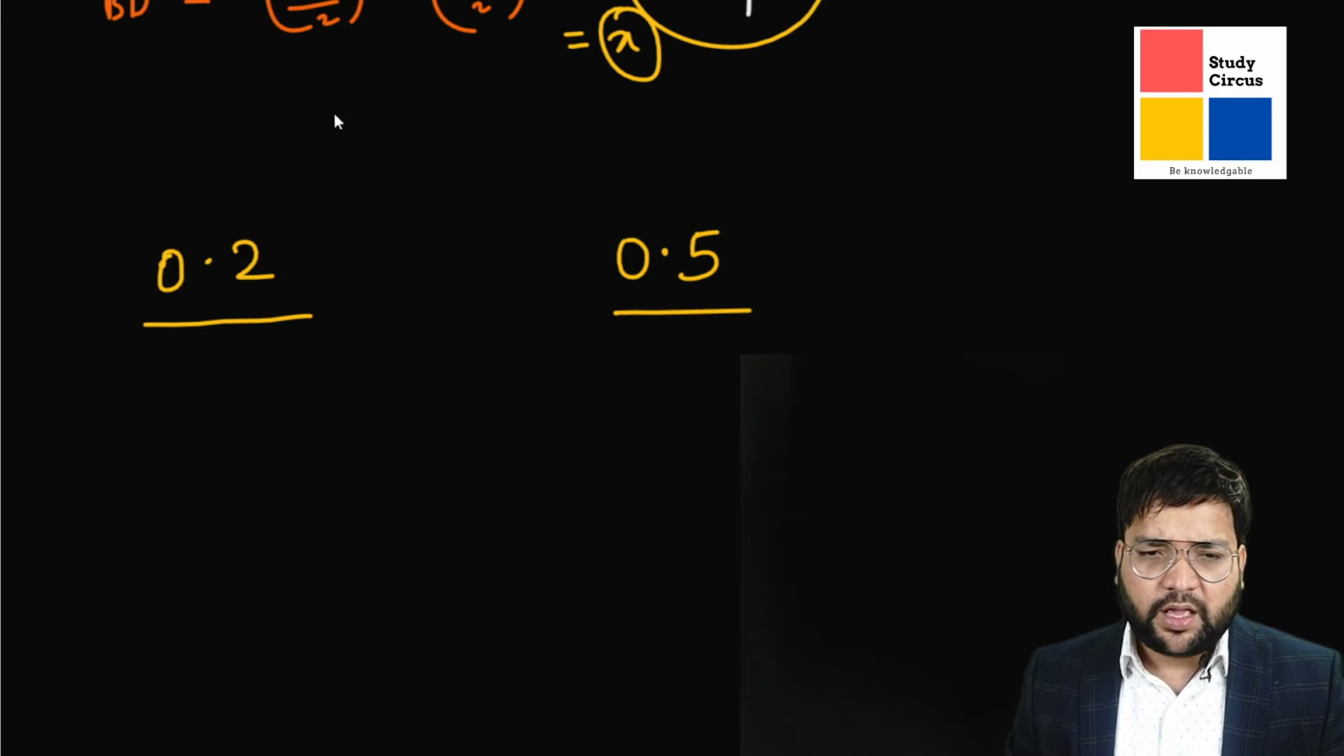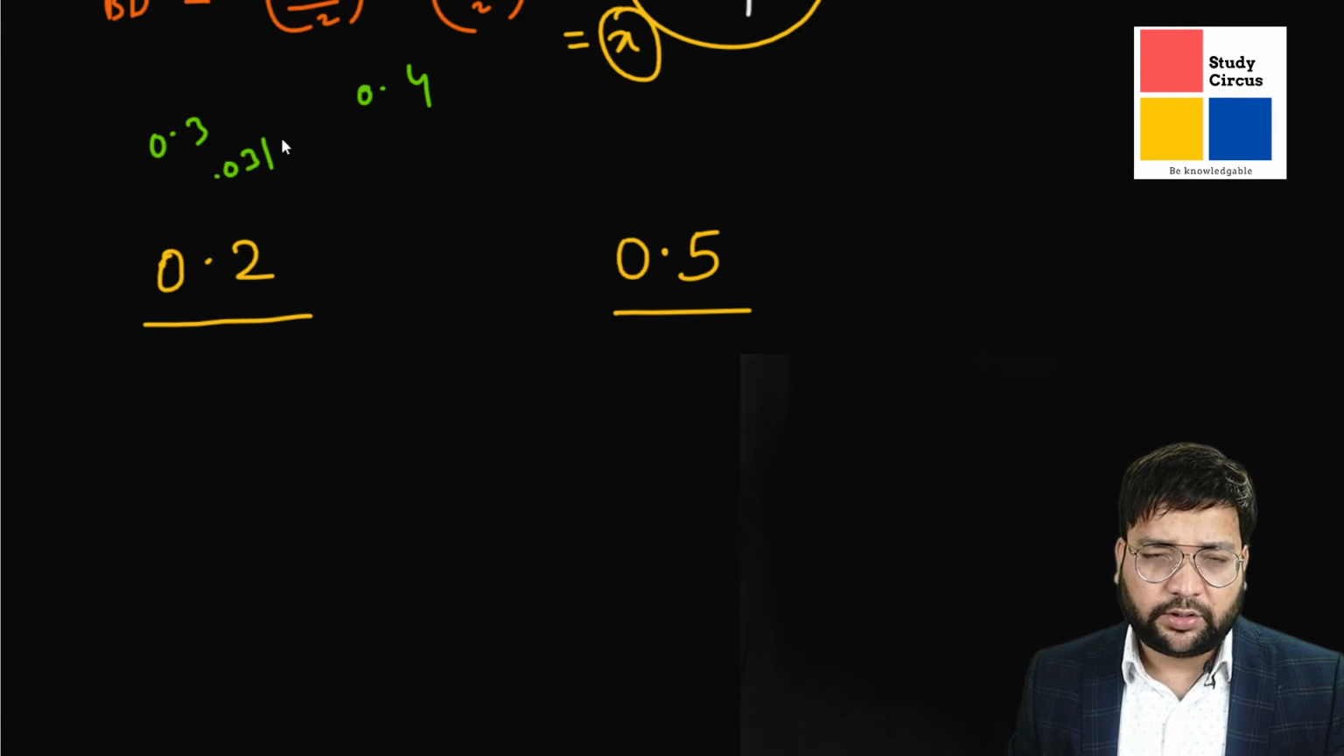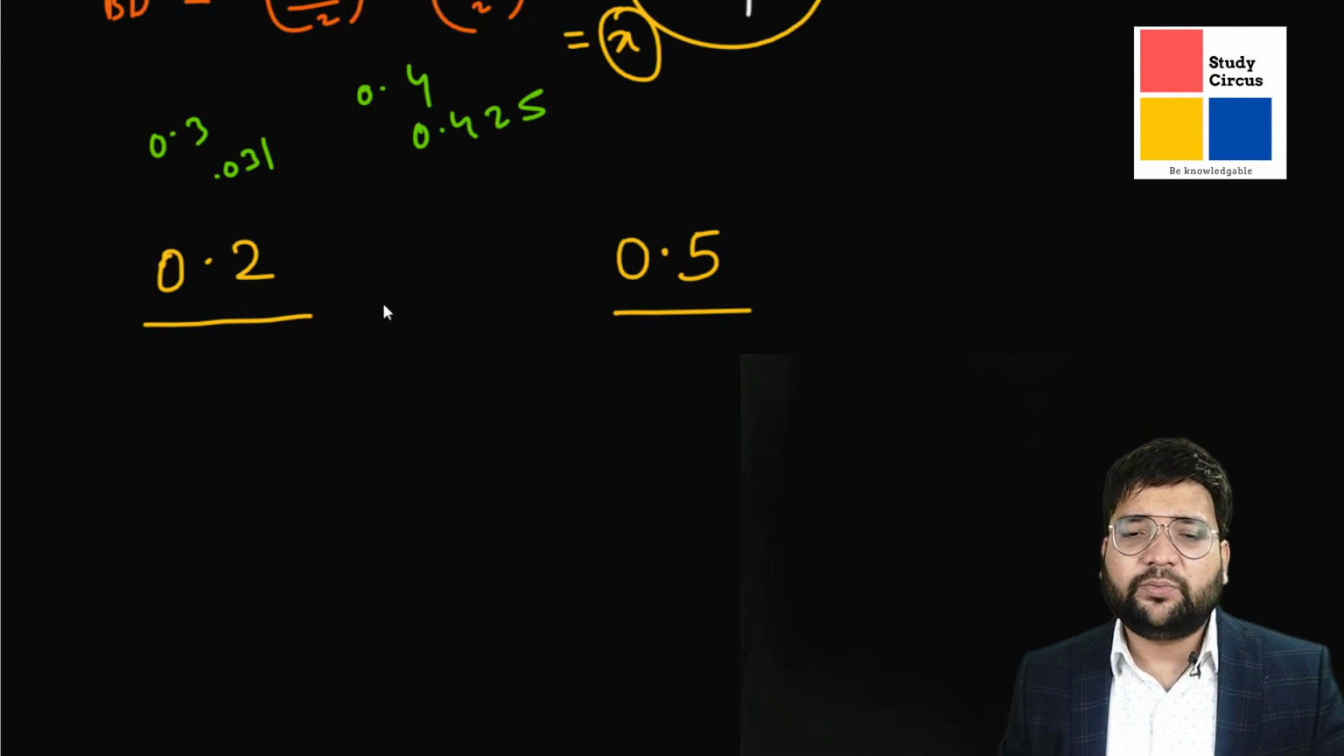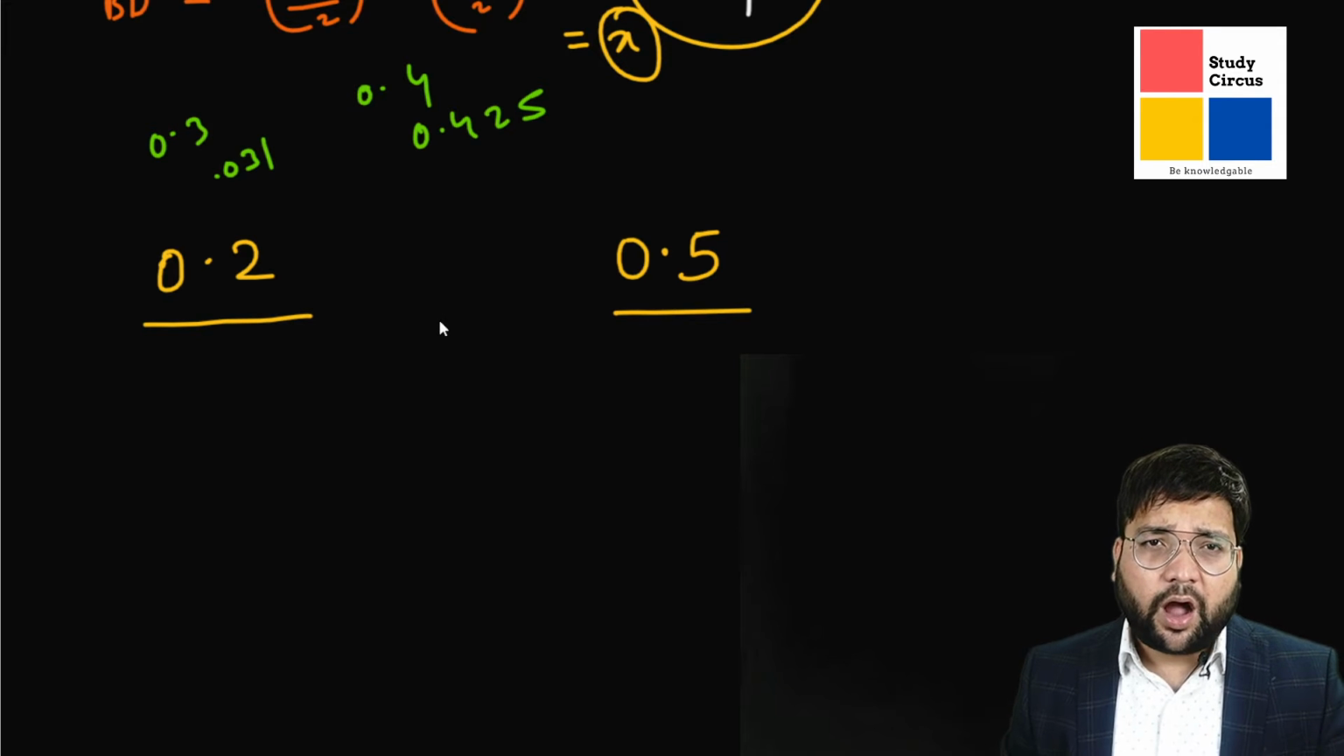Okay, rational numbers I can easily tell. Rational number, for example, 0.3, 0.4, 0.31, 0.32. Likewise, we can tell many, 0.425. These are all rational numbers in between these two numbers. But how to get an irrational number?